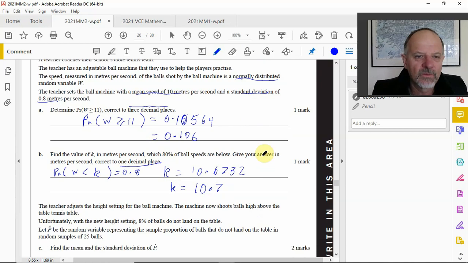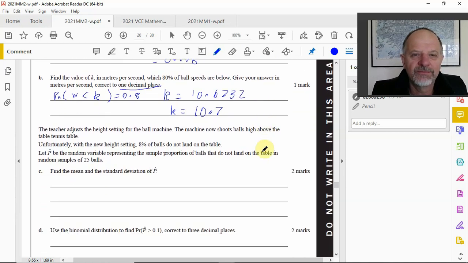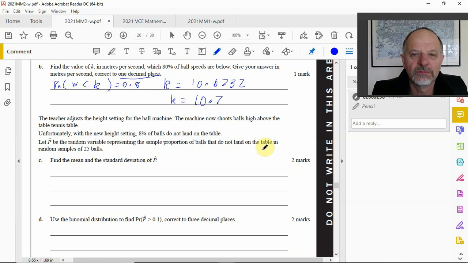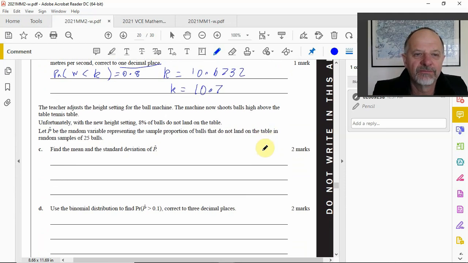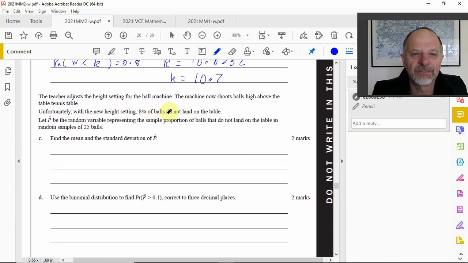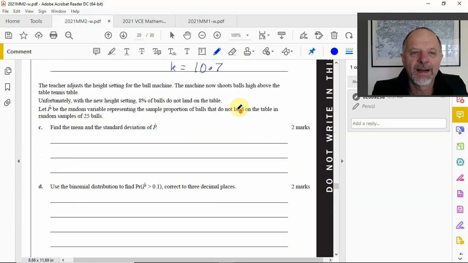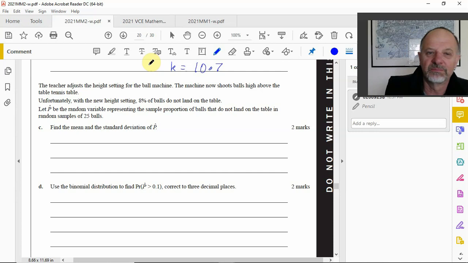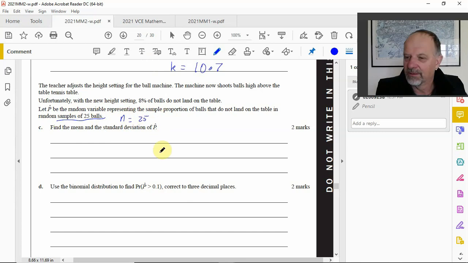All right. The teacher adjusts the height setting for the ball machine. The ball shoots high above the table. Unfortunately, with the new height setting, 8% of balls do not land on the table. Let P be the random variable sample proportion of balls that do not land on the table in random samples of 25 balls, so n equals 25. All right, so what are we looking for? We're looking for the expected value of our proportion.